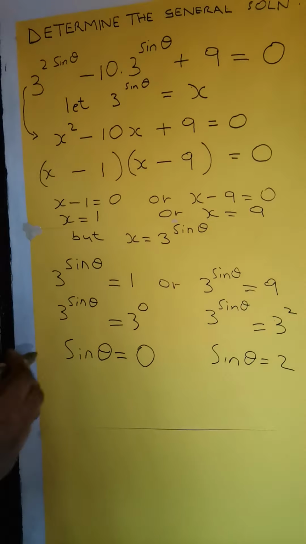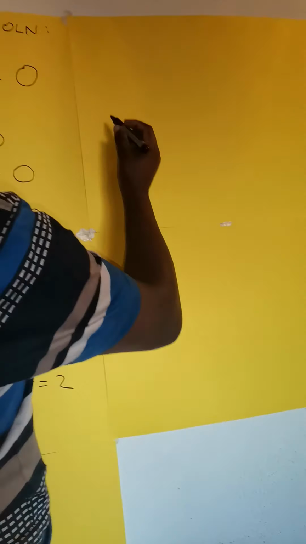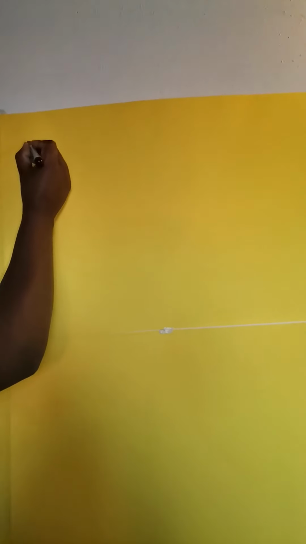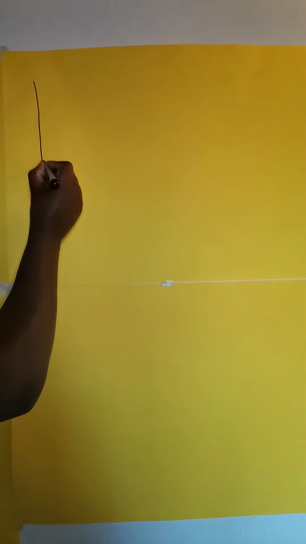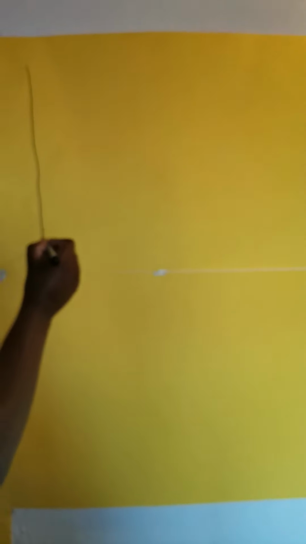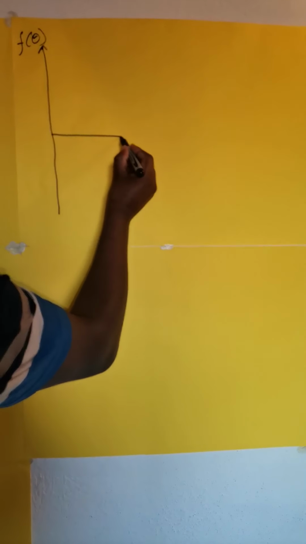Okay, so let's do that. Let's try and draw a sine theta graph. So we have a sine theta axis. Let's call it f of theta, right? And then let's have a theta axis.